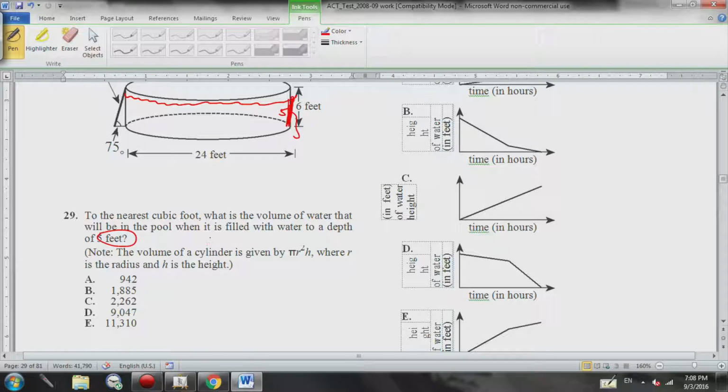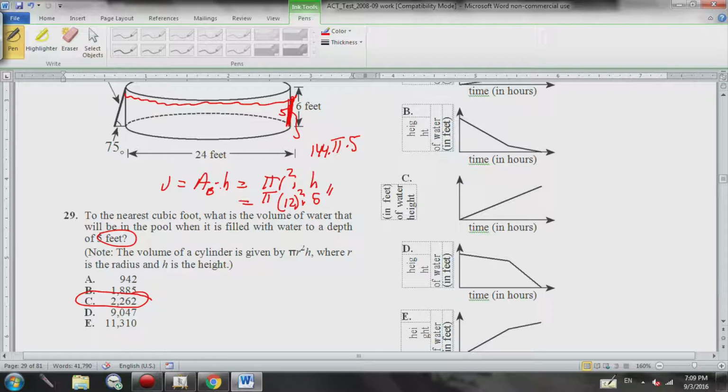Well, it's going to be a cylinder. Okay, volume of a cylinder is area of the base, the base circle, times the height. The area of the base circle is pi r squared times the height of the cylinder. Okay, in this case, the radius is 12, and the height is not 6 feet but 5 feet. So that's going to be 144 times pi times 5. That comes out to be this, I believe. That's how much volume of water is going to be in there.